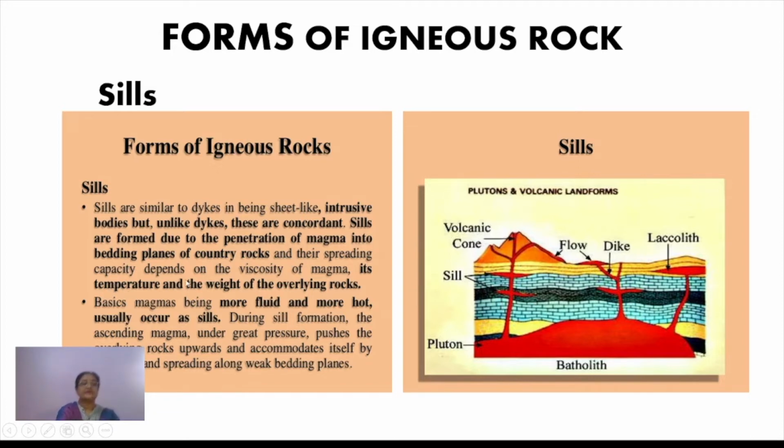Now, basic magmas, being more fluid and hotter, usually occur as sills. During sill formation, the ascending magma under great pressure pushes the overlying rocks upwards and accommodates itself by intruding and spreading along weak bedding planes. So this is how the sill is formed.